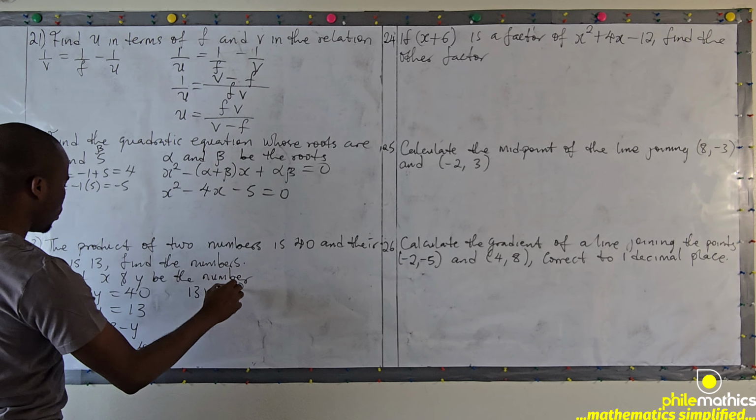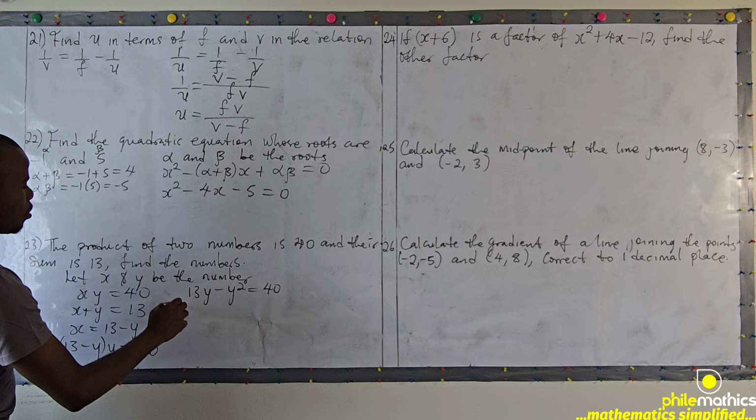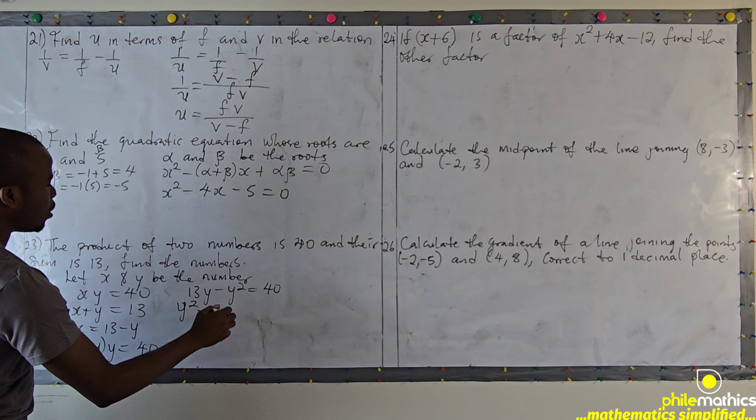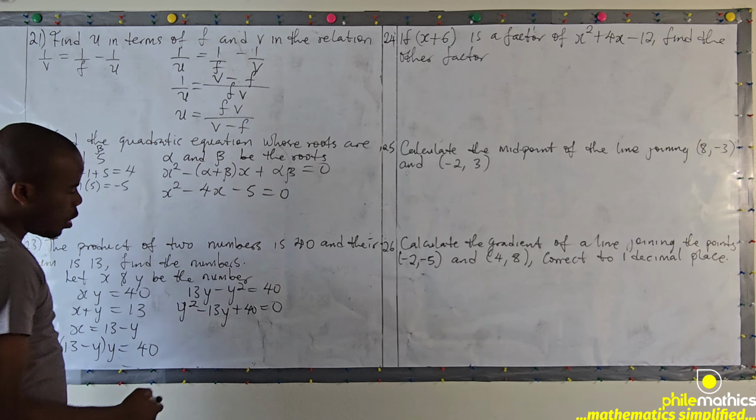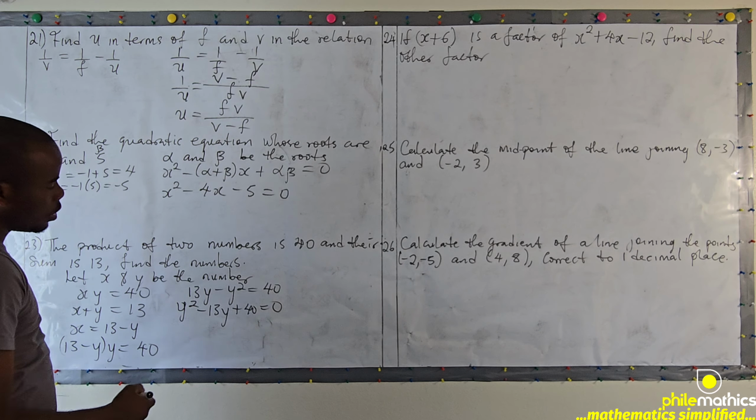If I open the bracket, I'll have 13y minus y squared equals 40. If I take everything to the right hand side, I'll get y squared minus 13y plus 40 equals 0. Two numbers you multiply to get 40, and when you add, you get minus 13, will be -8 and -5. Because the coefficient here is 1, I can open two brackets, y minus 8 and y minus 5. So the two numbers will be 8 and 5. These are the two numbers such that their product is 40, correct, and their sum is 13.